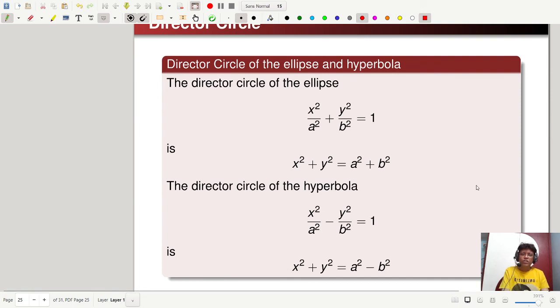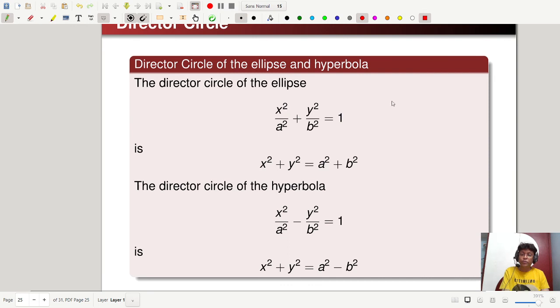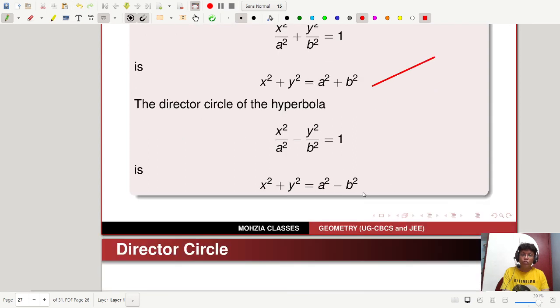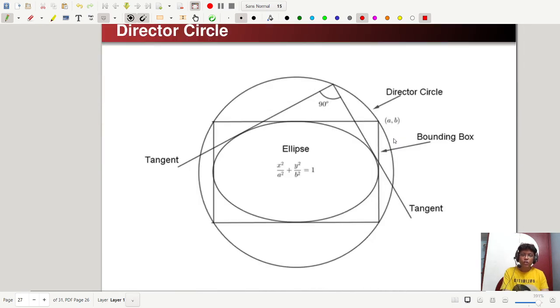Yeah, this is for the ellipse. For the ellipse, you have x squared plus y squared equal to a squared plus b squared. This is the equation. For the parabola, you have to check whether the director circle exists or not. And for the hyperbola, you have x squared plus y squared equal to a squared minus b squared. These results may be useful also. So this is the director circle for the ellipse.